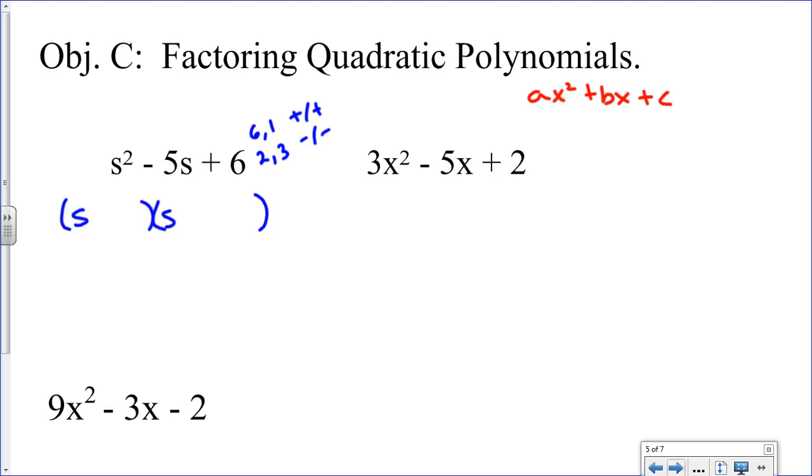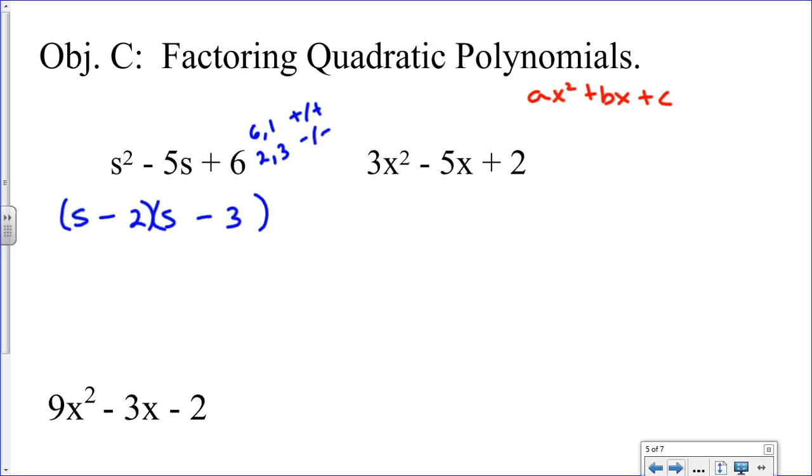Well, take a look at my middle number. My middle number is negative, so do you think they're going to be both positive or both negative? Both negative. That's true. Okay, so let's try 2 and 3. So typically when you're trying these, start with the numbers that are closest together. So instead of trying 6 and 1 first, start with 2 and 3. And that's just usually what it ends up being. And it's not always, but just to save you a little bit of time, typically it'll be the numbers that are closer together.